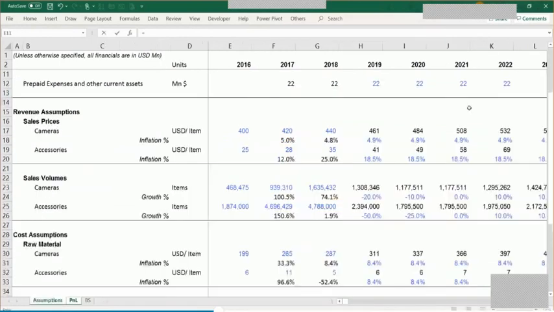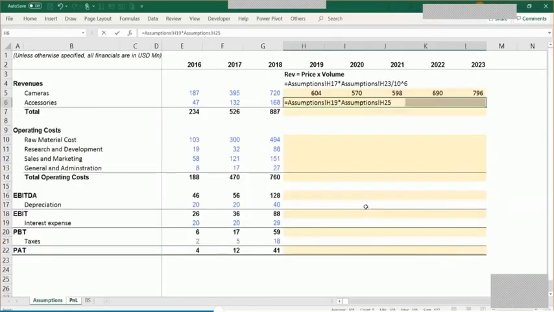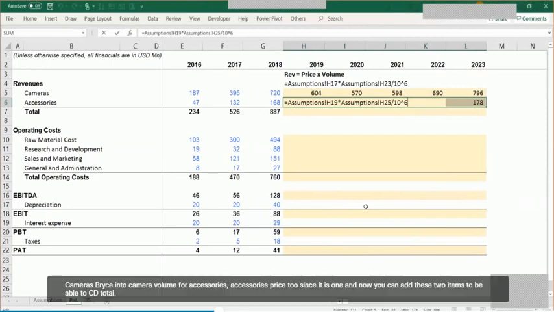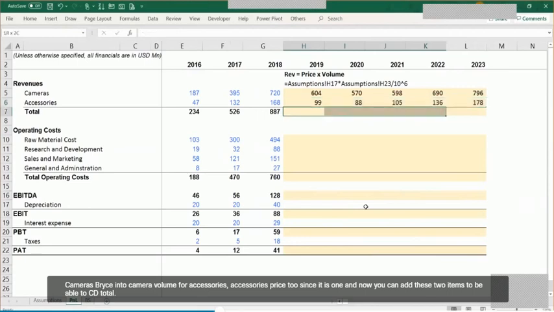So the accessories price is 41 multiplied by accessories volume, and again, divide that by 10 raised to the power 6. For camera, it was camera's price into camera volume. For accessories, it is accessories price into accessories volume. And now you can add these two items to see the total of these numbers.